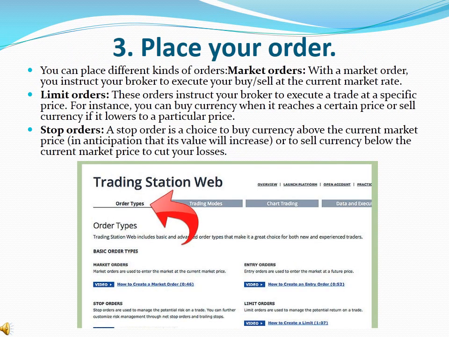3. Place your order. You can place different kinds of orders. Market orders. With a market order, you instruct your broker to execute your buy/sell at the current market rate. Limit orders. These orders instruct your broker to execute a trade at a specific price. For instance, you can buy currency when it reaches a certain price or sell currency if it lowers to a particular price. Stop orders. A stop order is a choice to buy currency above the current market price, in anticipation that its value will increase, or to sell currency below the current market price to cut your losses.